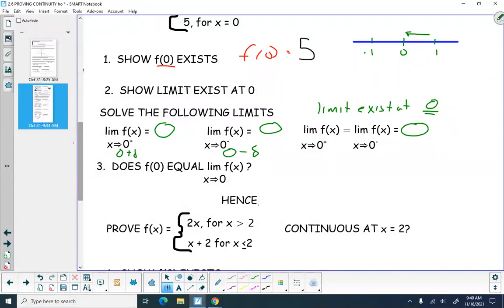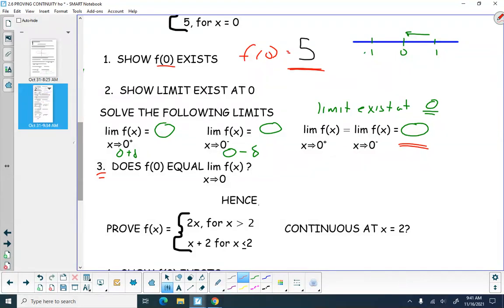The limit exists at a value of 0. So the third question is, I made it through the first two steps and I'm still good. Does my function value at 0 equal the limit as x approaches 0? Does step 1 equal step 2? Our function value at 0 is 5. Our limit as we approach 0 is a value of 0. Are those equal?